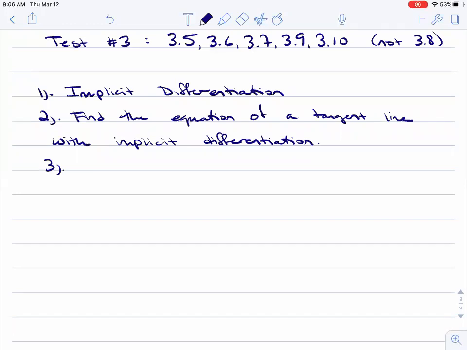Question 3 is going to be using logarithmic differentiation, and it'll even say use logarithmic differentiation to solve this thing. Logarithmic differentiation.